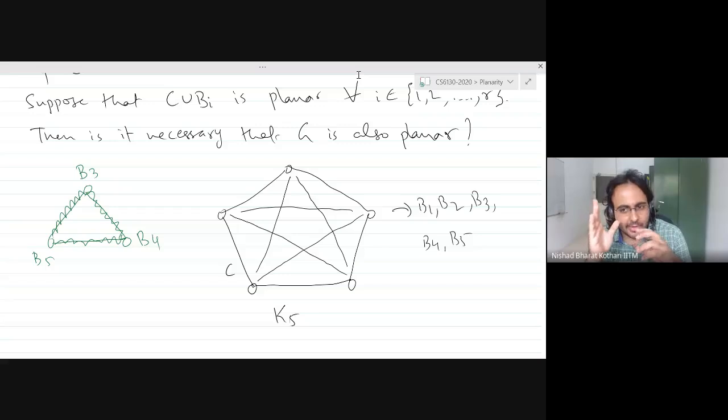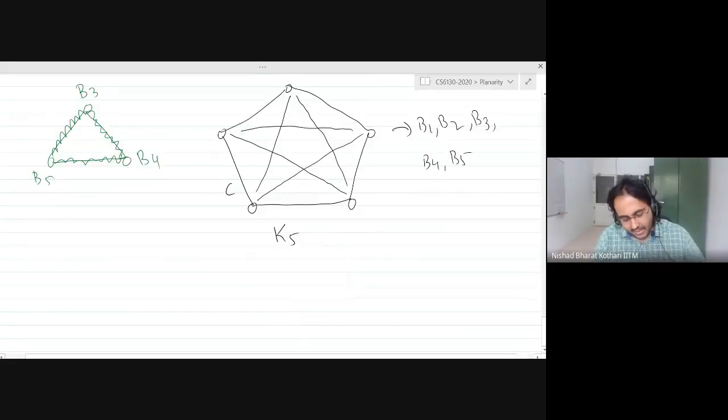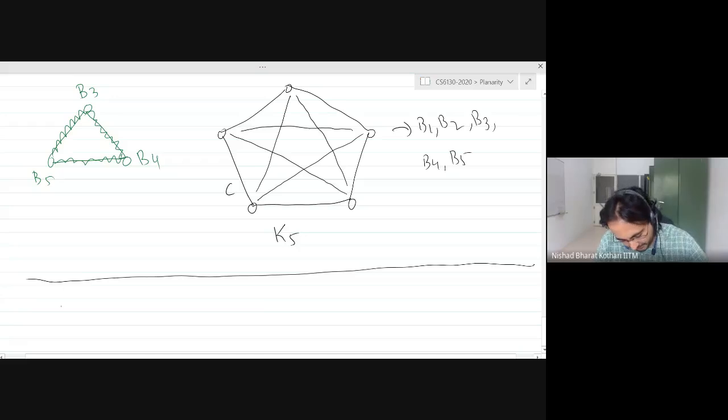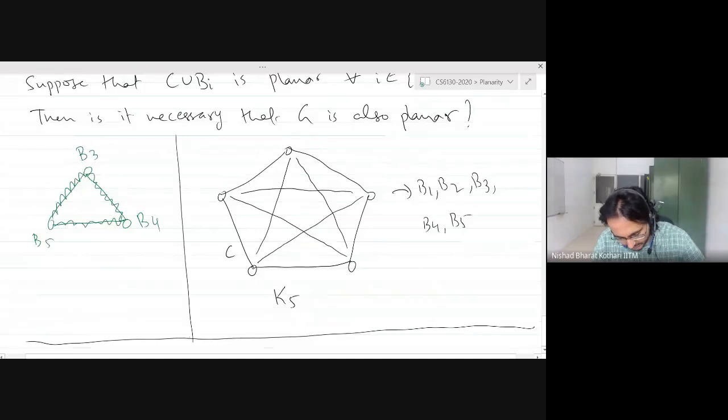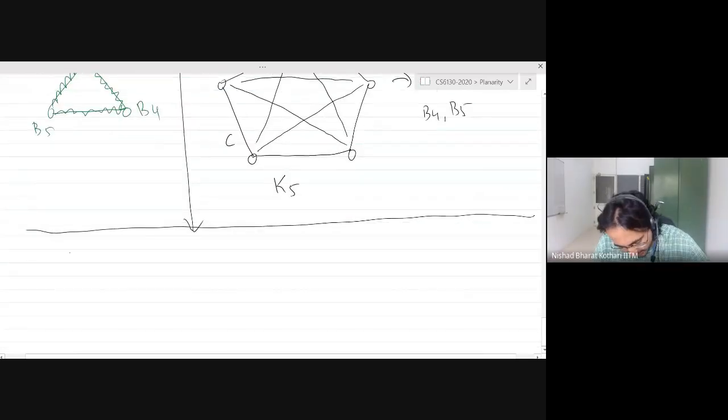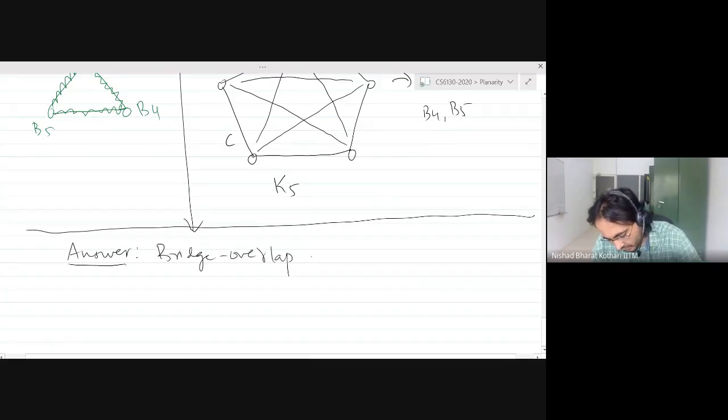Right. You are exactly on the right track. What in graph theory are you reminded of when you think of partitioning something into 2 sets? Bipartite graphs. Thank you. The bridge overlap graph, which we are going to define now, has to be bipartite. So the answer to this question, without having all the definitions here, is that the bridge overlap graph, which we need to define, must be bipartite.